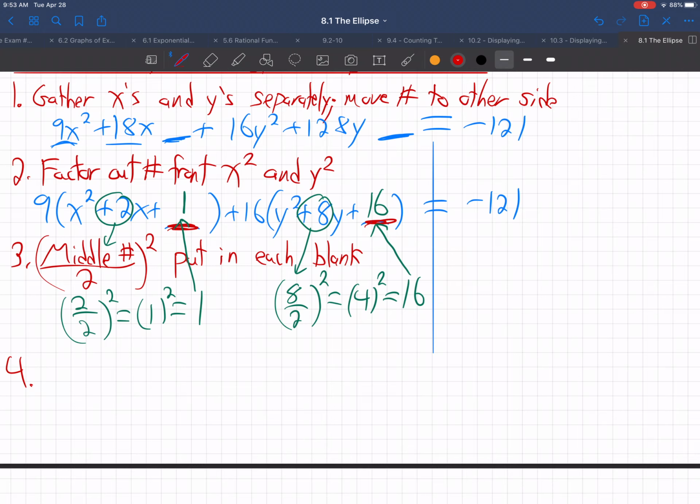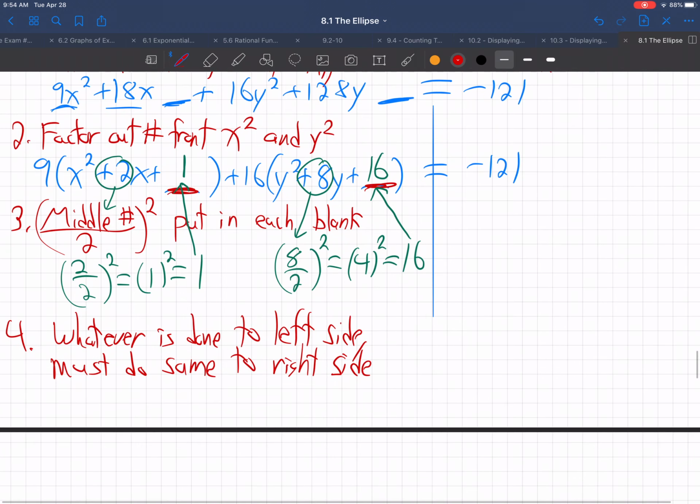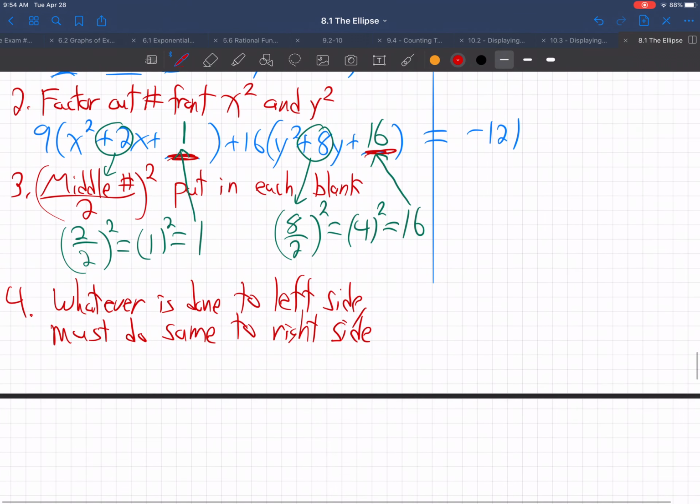I'm thinking the best way to say this, right? This is the confusing step. Whatever is done to the left side, we must do the same to the right side. We must do the same to the right side. Whatever we did to the left side, we have no choice. We must do the same to the right side.